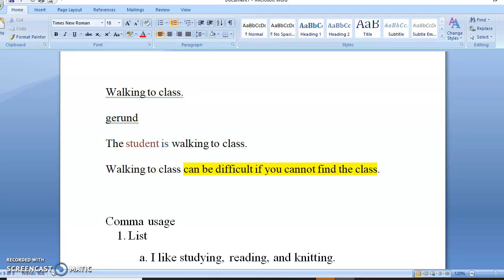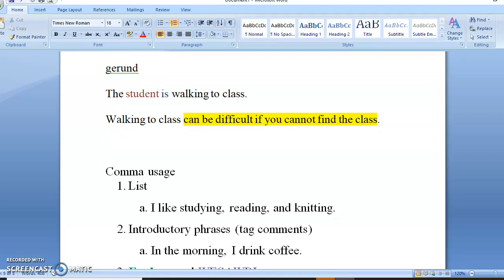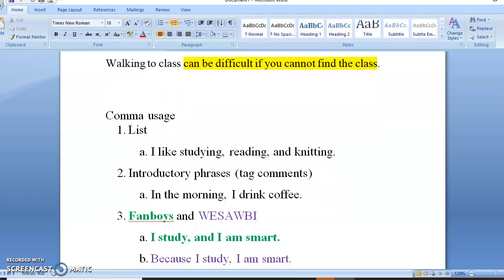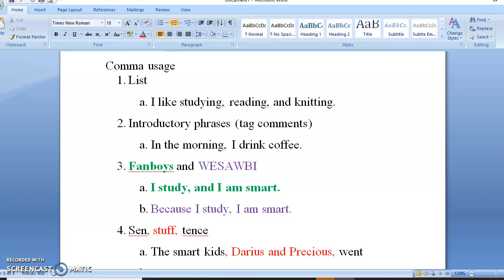So the first reason to use a comma is if you're using a list. I like studying, reading, and knitting. Okay. The second reason to use a comma is an introductory phrase or a tag at the end. In the morning, comma, that's a prepositional phrase. In the morning, I drink coffee. The next one would be to use a comma for a coordinating conjunction or if you have a dependent clause, as in number three. And the last one is when you have non-essential information.